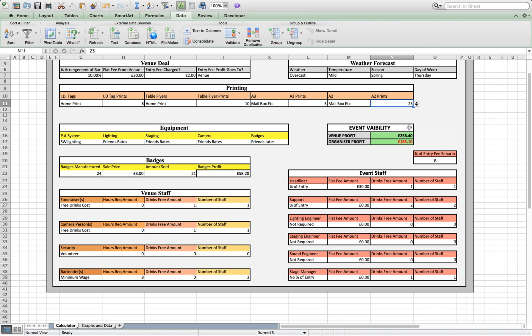But anyway, now it's not viable because you spent way too much money on your event advertising. So let's put that back to where it was, a more affordable amount.